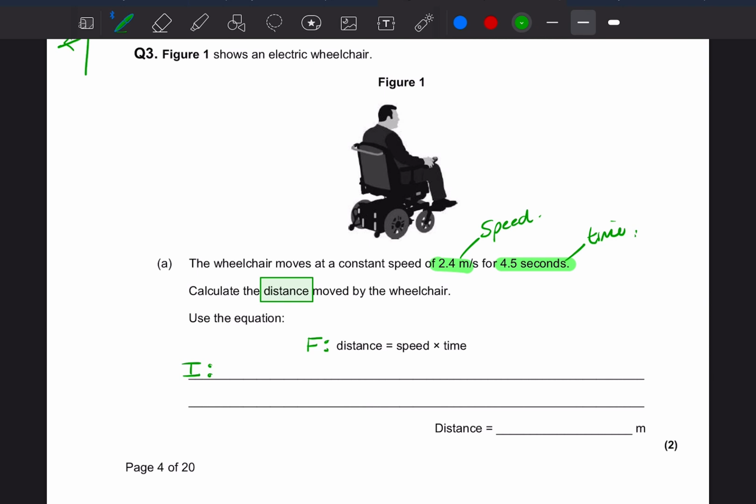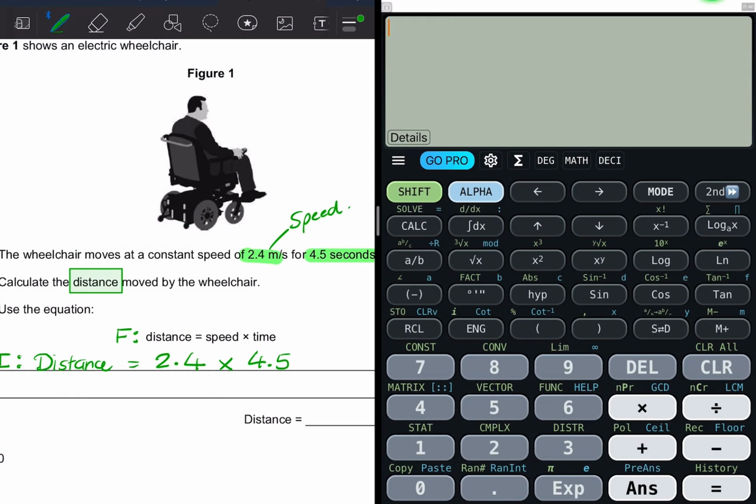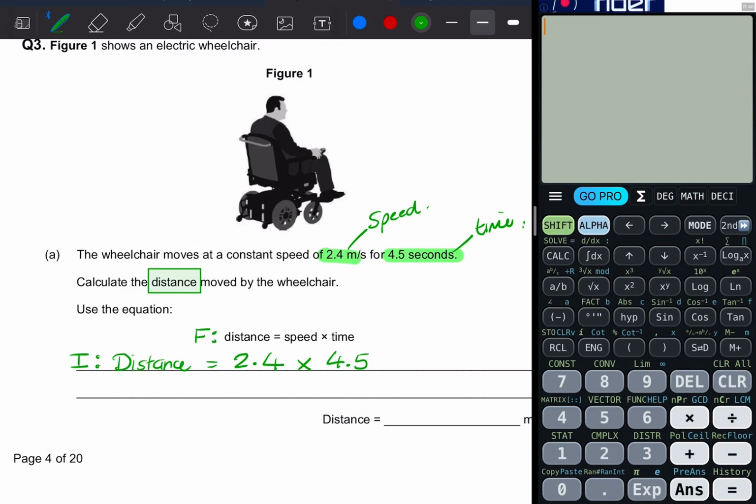So distance, I don't know distance, sorry. Distance equals speed times time. So the speed is 2.4 meters per second, and it's the correct unit, so I'll just leave it as 2.4, multiplied by the time, which is 4.5. Okay, we've got to get that calculator out. Even if it's an answer you think you could do in your head, no, don't. So we've got 2.4 times 4.5 gives us 10.8.